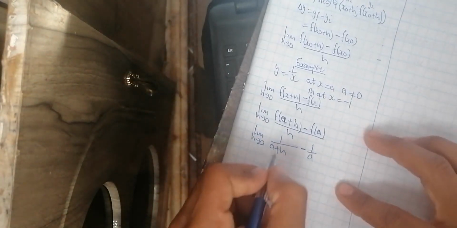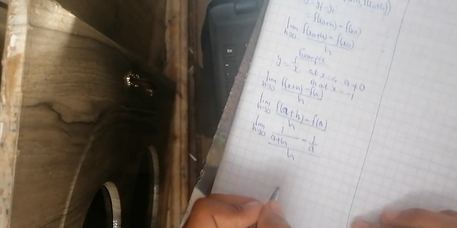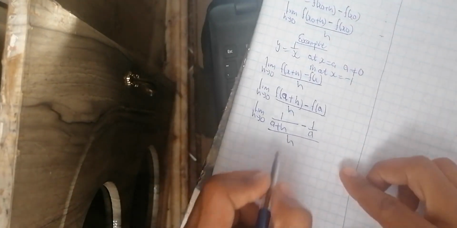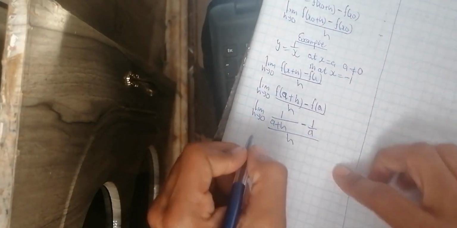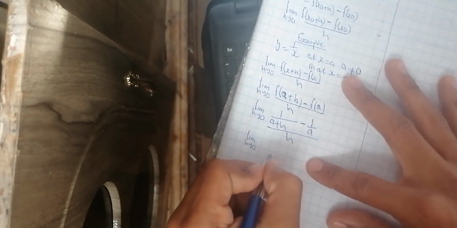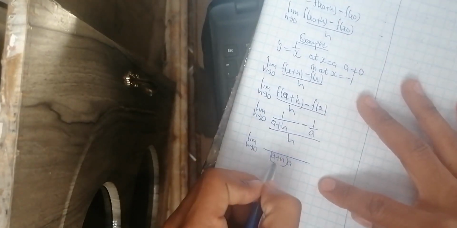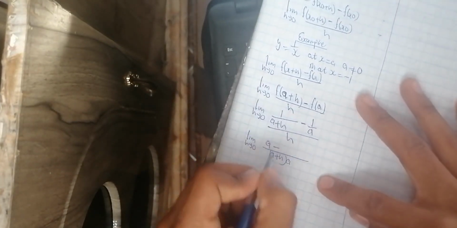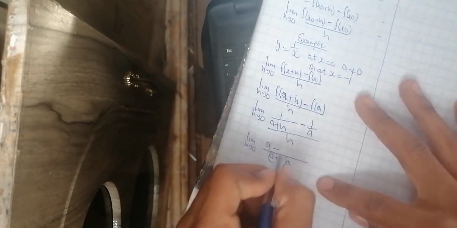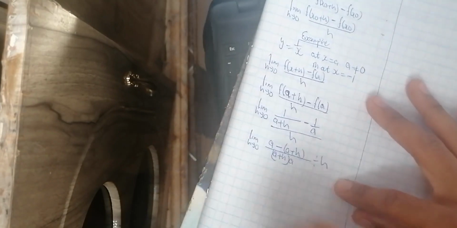Alright, and then from here I divide all this by h. From here one requires the understanding and the principles of algebra. What I'm going to do there, I'm going to take out an LCD. So the limit as h tends to 0, my LCD is a plus h into a. This into this goes once, this times this is a. This into this goes once, this times this is a plus h, divided by h.